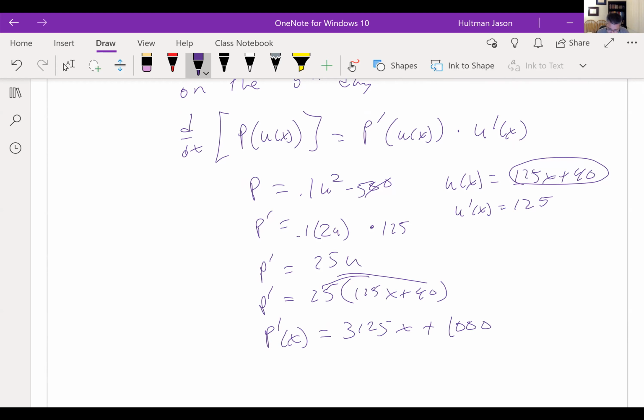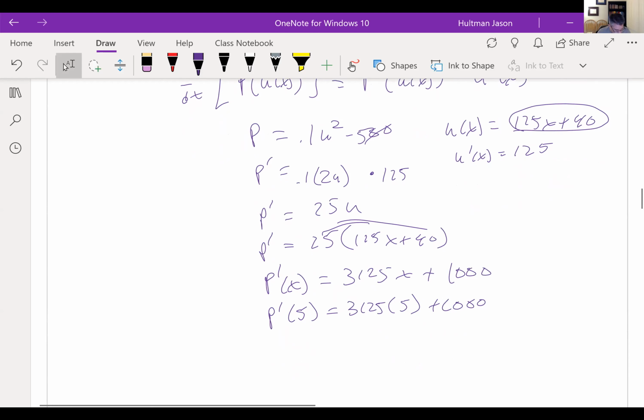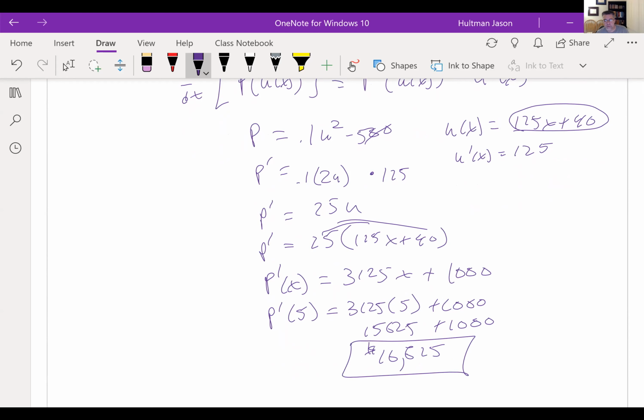Okay, and what do I want? I want the profit on the 5th day. So we want p prime of 5. 3125 times 5 plus 1,000. 3125 times 5 is 15,625 plus $1,000 is 16,625 dollars. That's the profit that I would have made on the 5th day. Or that's not the profit I made on the 5th day. That's how fast the profit is changing. 16,625. That's how much the profit went up on the 5th day.